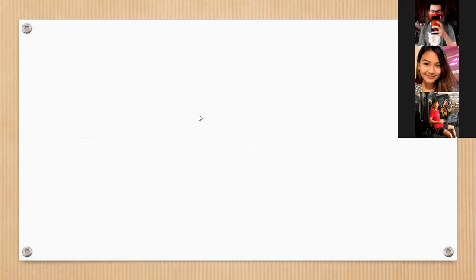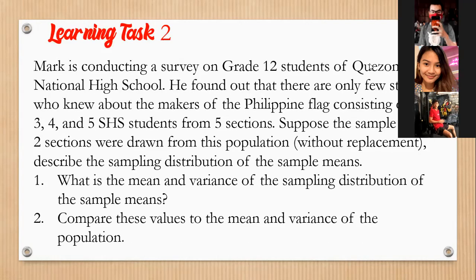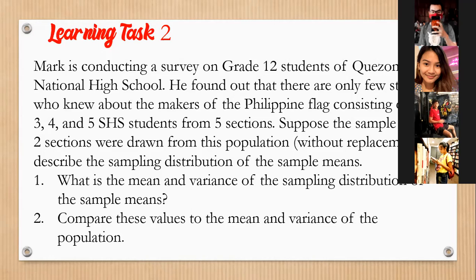Let's have learning task number 2. Lara, kindly read. Mark is conducting a survey on grade 12 students of Quezon National High School. He found out that there are only few students who knew about the makers of the Philippine flag, consisting of 1, 2, 3, 4, and 5 SHS students from 5 sections. Suppose the sample size of 2 sections were drawn from this population without replacement. Describe the sampling distribution of the sample means.